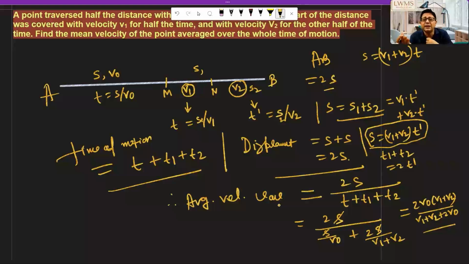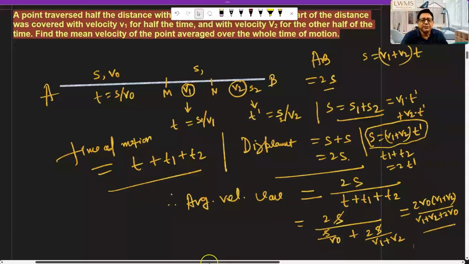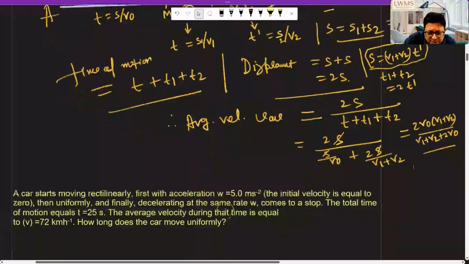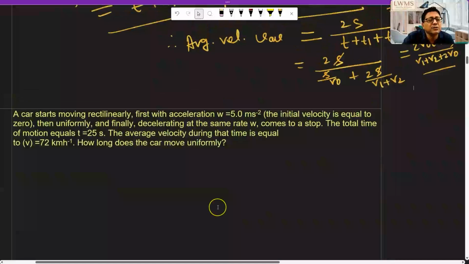probably from Resnick-Halliday. I observe that this is a good problem where thinking must be in such a manner that you understand the whole process of average velocity, then mean or average velocity, whatever you say, and half the time, half the distance, this kind of concept. This is just an example. You can get an example a bit changed from here. Now let us do the next one.